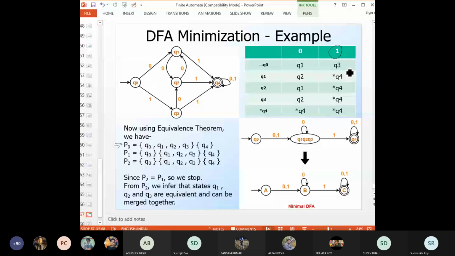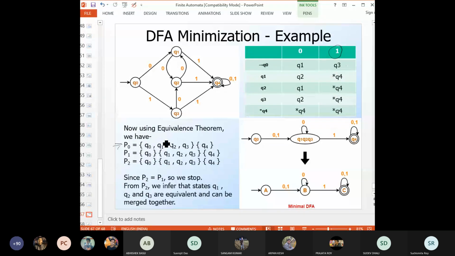Can you understand that? Why Q0 and Q1 are distinct states? Yes, ma'am. Okay, because we have already found an input character 1 on which Q0 goes to the non-final partition of P0 and Q1 goes to the final partition.